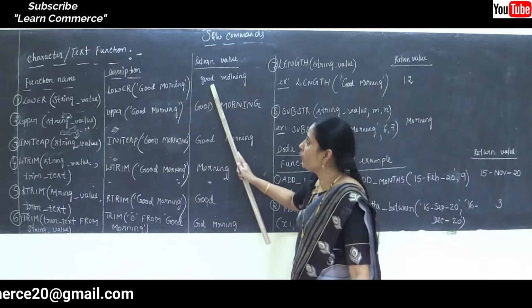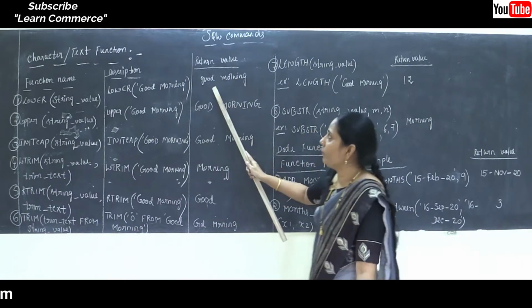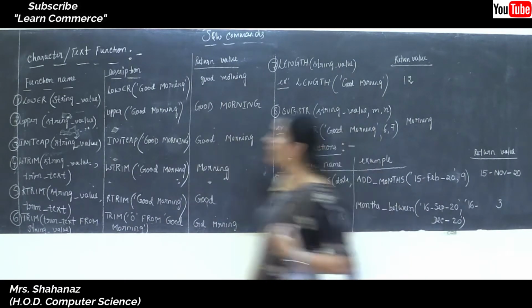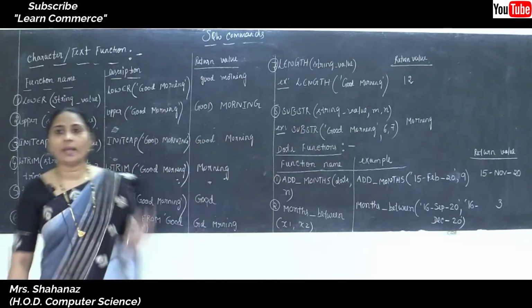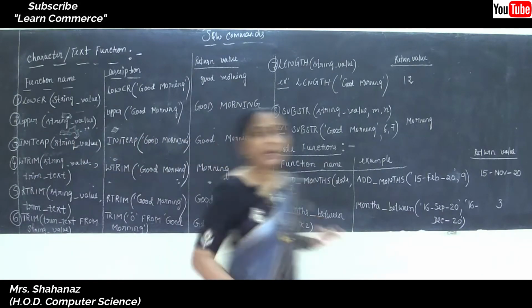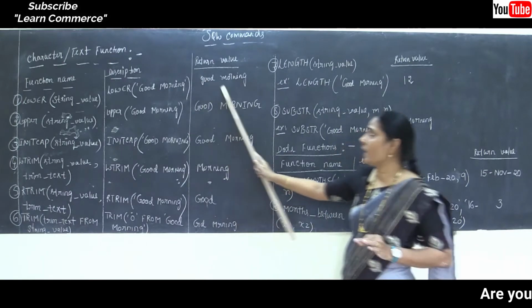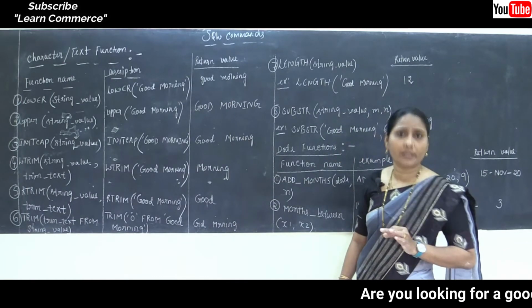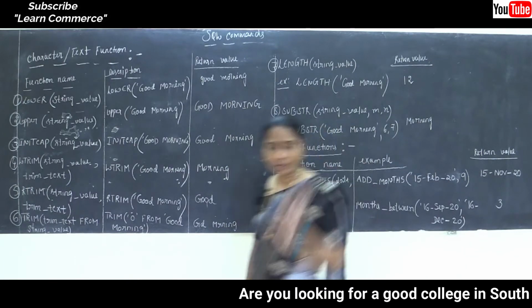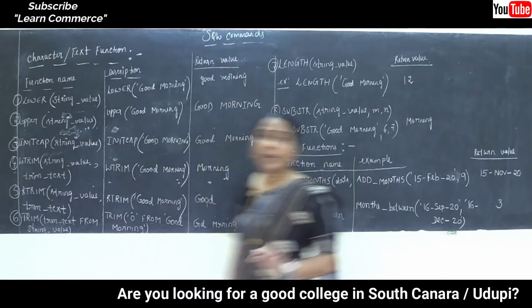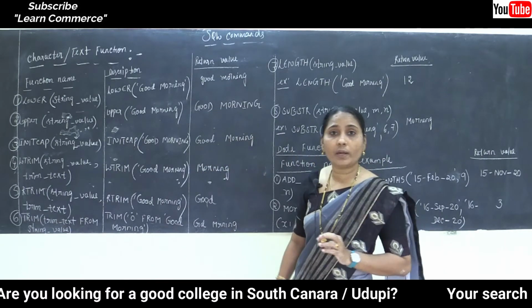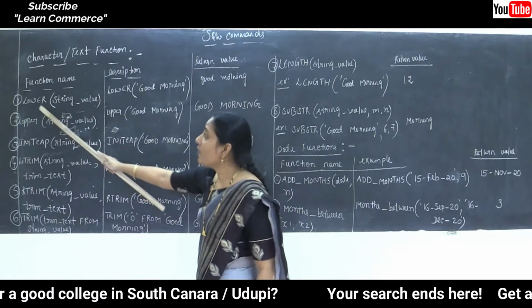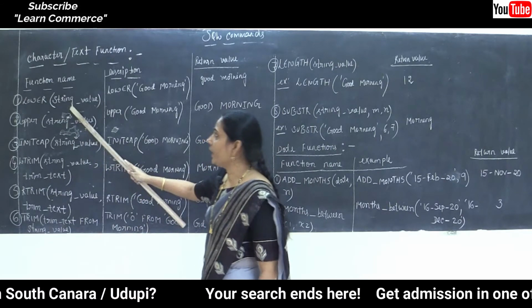Now it is going to return the value in small letters, in lower case. Whatever string value I input, it is going to return in lower case, as 'good morning'. Clear on this point? So all the letters in string_value are converted to lower case. So the function name is LOWER(string_value).